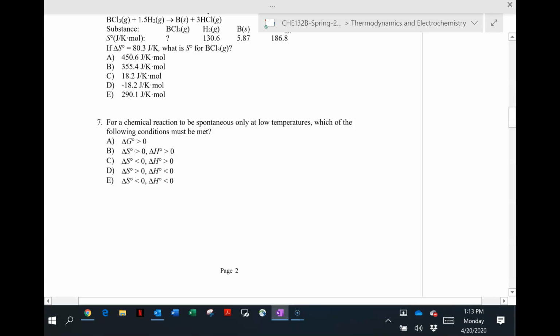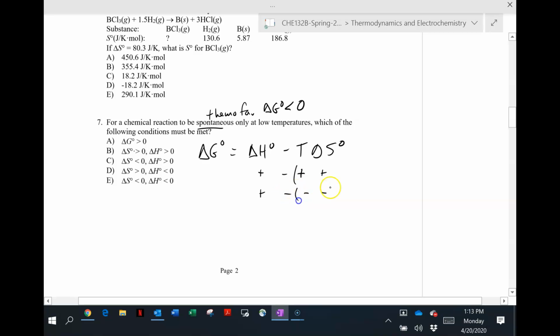Let's talk about 7. For a chemical reaction to be spontaneous only at low temperatures, which of the following conditions must be met? So remember, we talked about delta G is equal to delta H minus T delta S. And for spontaneous, again, we mean thermodynamically favorable. Delta G less than 0, right? Temperature is always positive, so our possibilities are: delta H can be either positive or negative, and delta S can be positive or negative. Put our signs in here, and if delta H is negative, we subtract the positive temperature times positive delta S, or positive temperature times negative delta S.